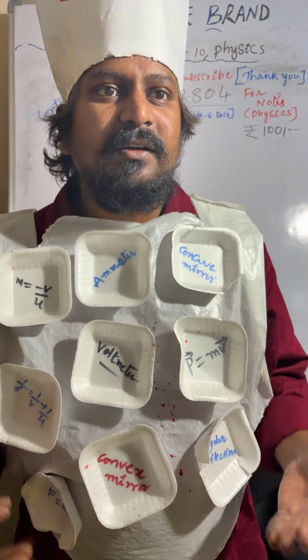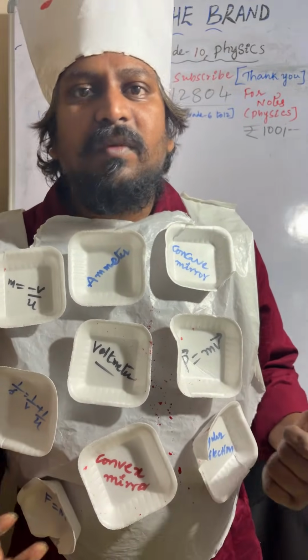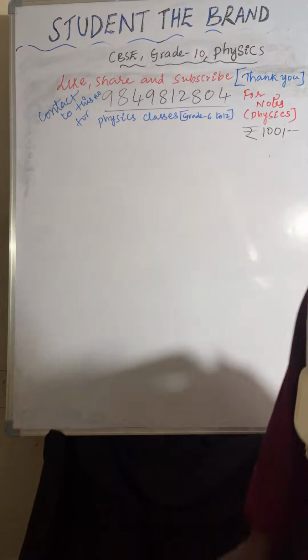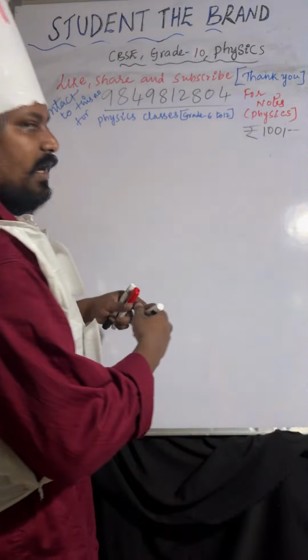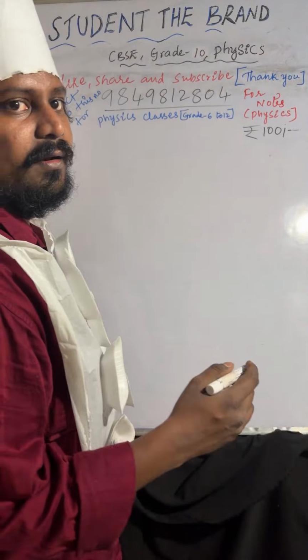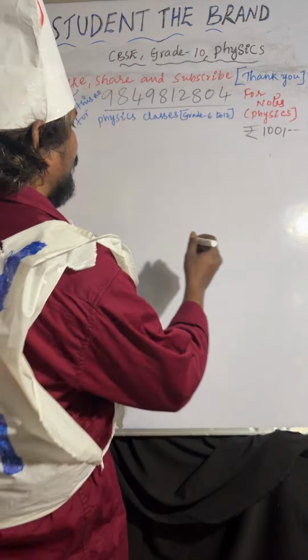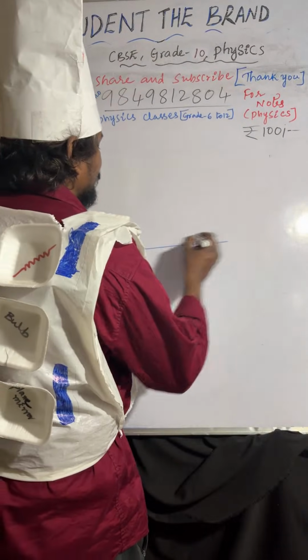Light reflection and refraction. Light is a form of energy which gives the sensation of sight. So today we are discussing light reflection and refraction. So here you can see, this is the plane mirror.